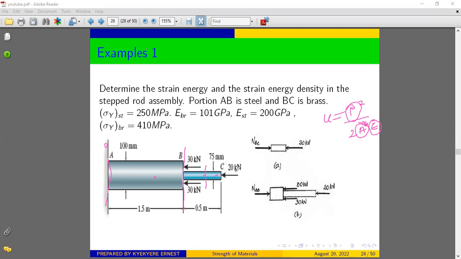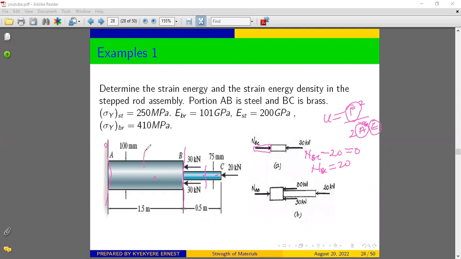So if we take this section and we cut through here, then what is going to be the internal force? So this force is here. To every action, there is equal reaction. So we have the equal reaction here. And from here, we can write NBC. We can write NBC going to the right minus 20 going to the left is equal to 0. And we can get the force in that section, NBC. From there, NBC will be equal to 20.